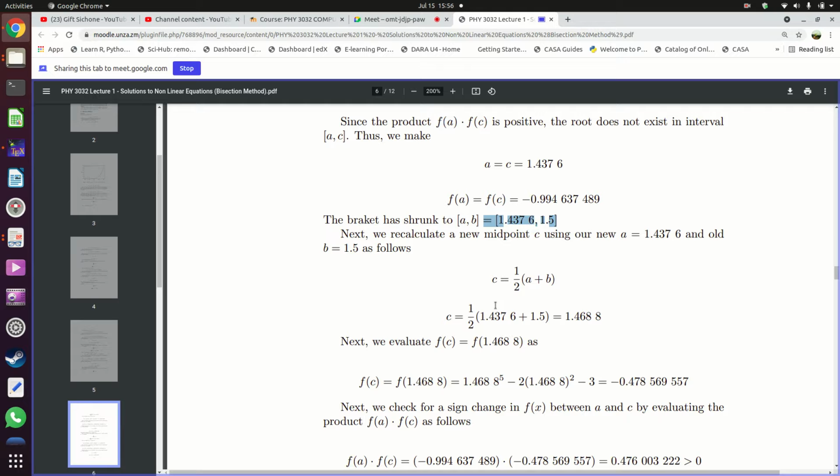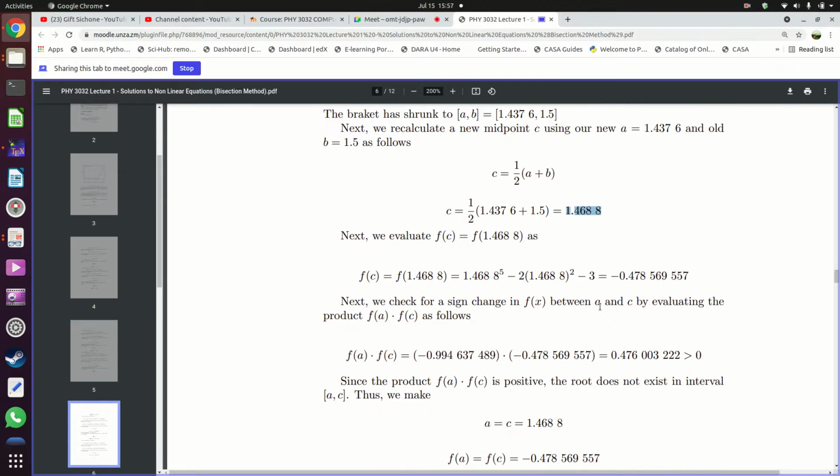Okay, so now our bracket is 1.4376, 1.5. So we work out a new midpoint. C is equal to half A plus B. So that's going to be C equals half 1.4376 plus 1.5, and this is going to give us 1.4688 as our new midpoint. So our new midpoint is 1.4688.